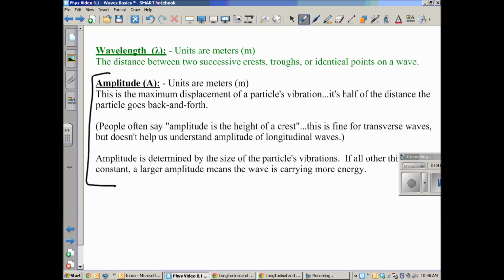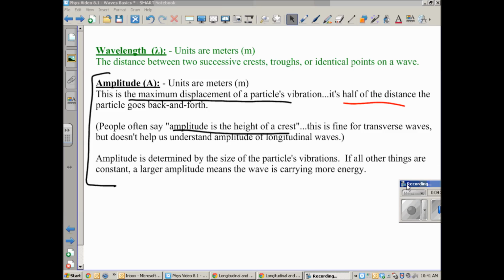People often say, and I even said this, that amplitude is the height of a crest or the depth of a trough, which is fine for a transverse wave, but it doesn't help us for longitudinal waves. So I really like this definition better: the maximum displacement of a particle's vibration. Conceptually, understanding it this way, half the distance makes sense too. The amplitude is determined by the size of the particle's vibrations. The more the particles vibrate, the greater the amplitude.